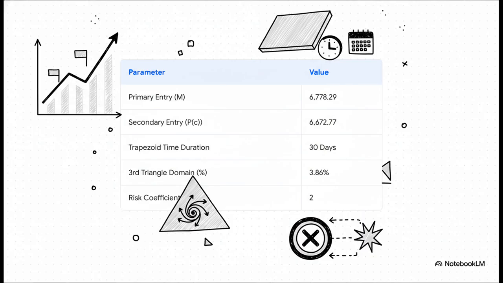Okay, let's get into the numbers behind this plan. So we've got our two entry points, M and PC. But what's really key here are the risk management parameters. You see something called trapezoid time duration. That sets a 30-day window for this cycle. And then you've got the third triangle domain and the risk coefficient. These are specific parts of the market DNA method, and they help define the risk for the trade. These are really the core ingredients that shape the whole strategy.